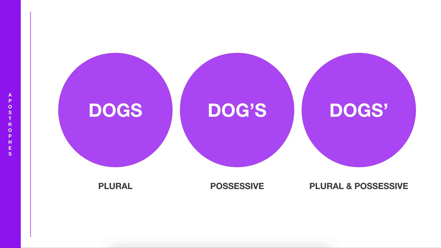That little apostrophe that you see in those words does a lot of work to show us the meaning of the word, because like I mentioned before, the word on the left just simply means there's a lot of dogs. But the word on the far right means there's a lot of dogs and they own something. So where that apostrophe goes is very critical to us.